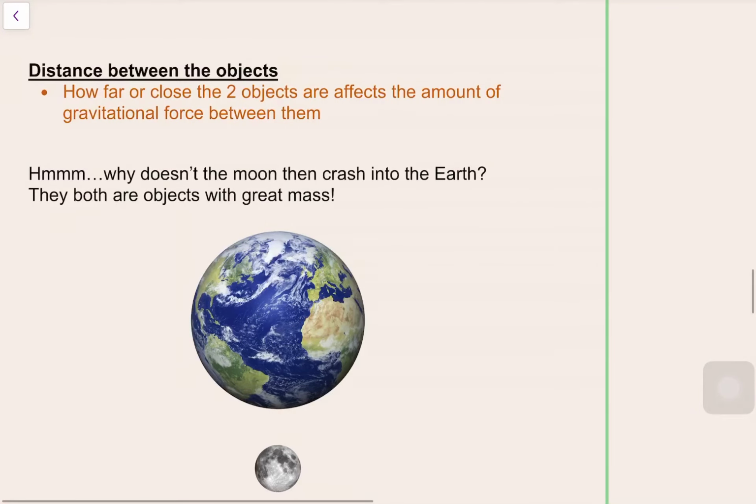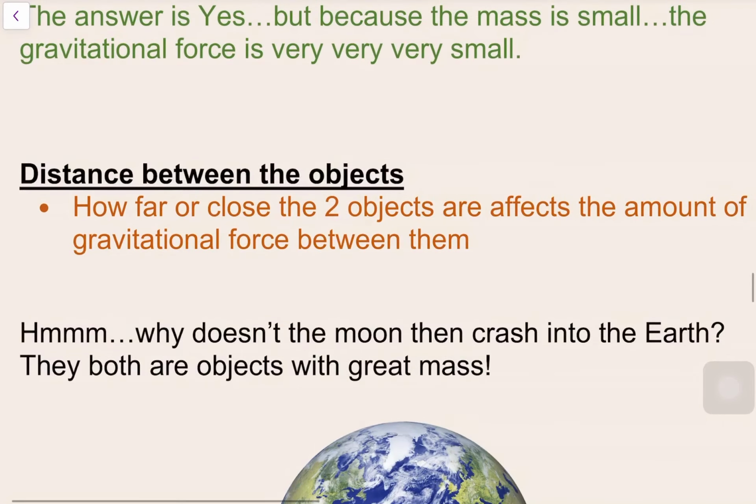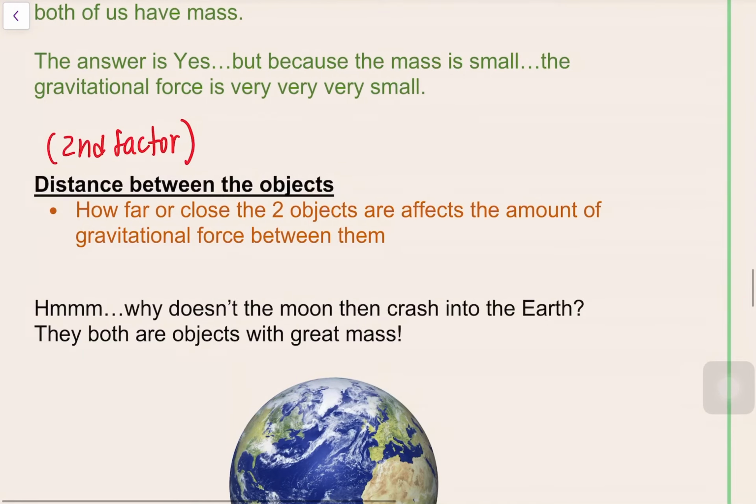Alright, so now let's take a look at the second factor that affects gravitational force. So this is our second factor. Alright. So when I mention distance, what do I mean? It is how far or how near. So how do we explain how distance affects the gravitational force? This text in orange here explains it to you. How far or close the two objects are affects the amount of gravitational force between them.